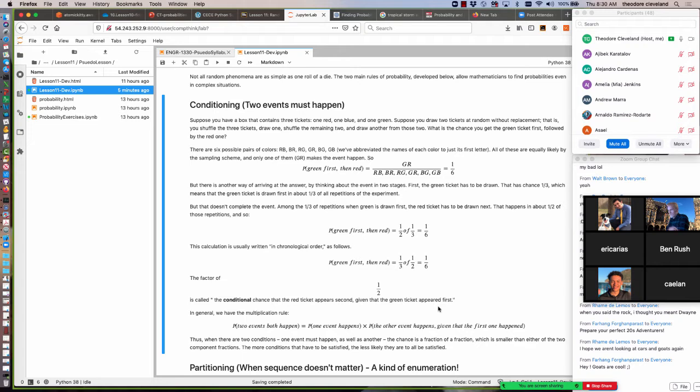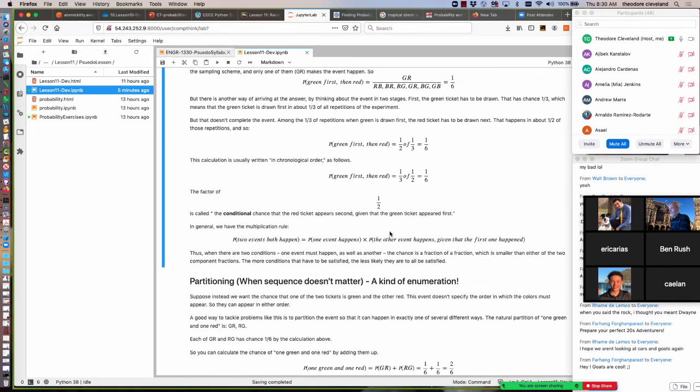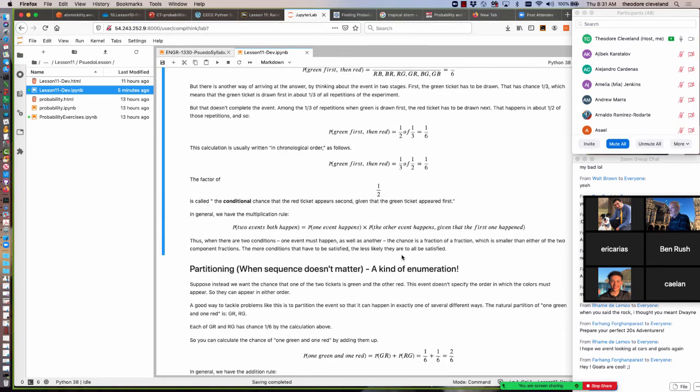called the conditional chance. So in general, we can extend that to something called a multiplication rule, where the probability that 2 events happen is equal to the probability of one event happening multiplied by the probability that the other event happens given the first one has appeared. So that's the conditional probability multiplication rule.